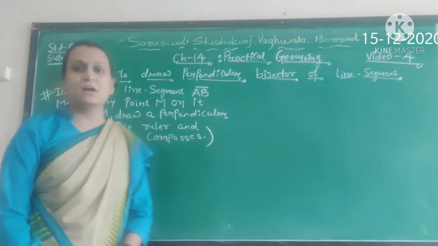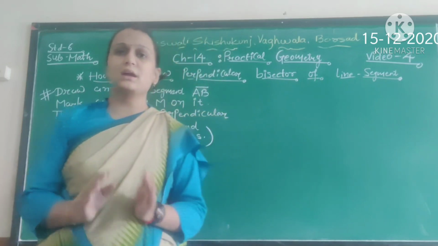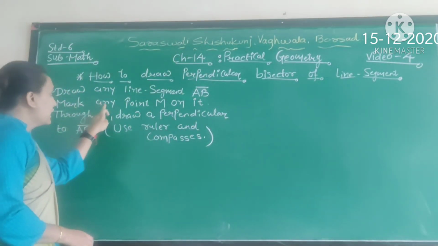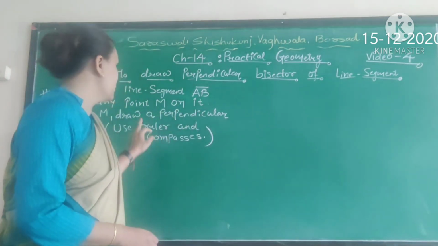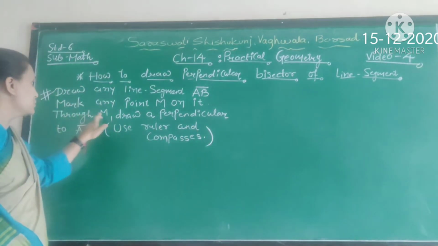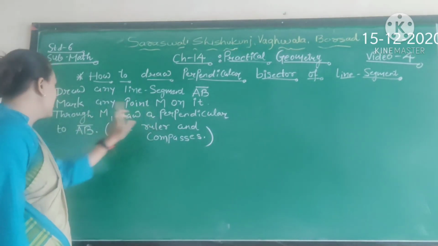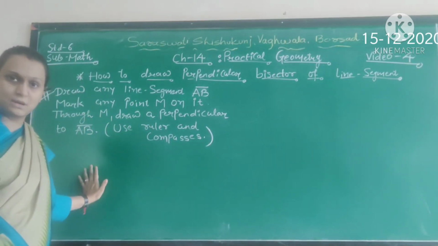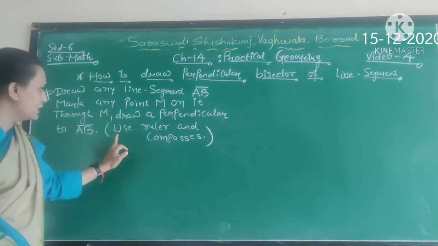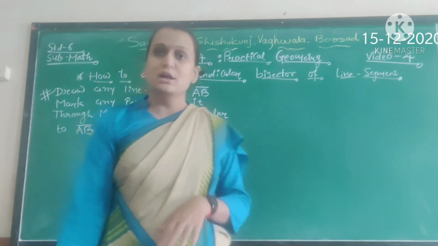See here, we have not been given any measurement for how much to draw, so you can take any measurement of line AB, okay? Then mark any point M on it. We have to take point M on line AB. Then through M, draw a perpendicular to line segment AB. So we have to draw a perpendicular using point M. Here the instruction is to use a ruler and compasses.